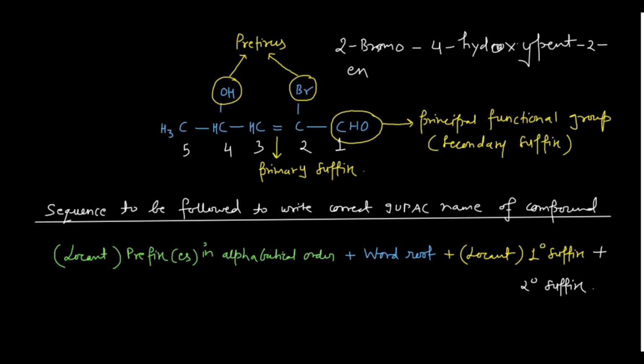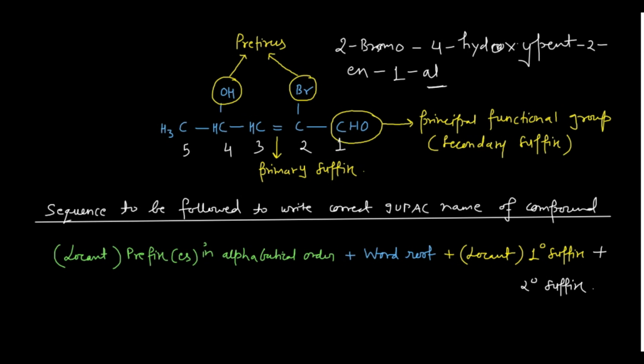For a single bond the primary suffix is ane, for a double bond the primary suffix is ene, E-N-E, and for a triple bond the primary suffix is yne, Y-N-E. But I will not write the terminal E here, because if you write E here you have completed the name of your compound, but the name is not completed yet because you didn't write the functional group. So I'll write dash 1 dash al. Remember, when the aldehyde functionality is there, the name of the compound would end as al.